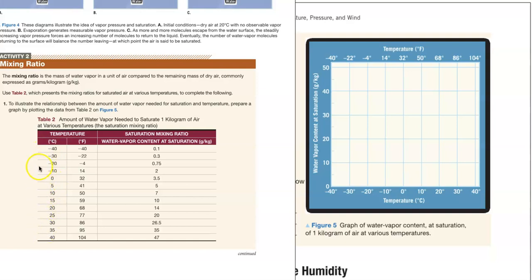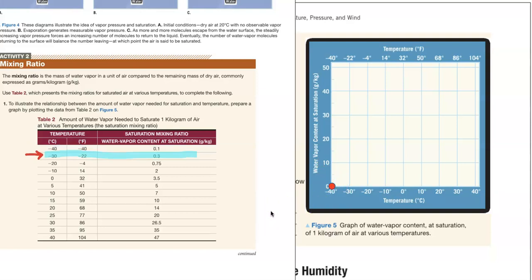They go by 10s and 5s. So at minus 40 degrees centigrade, which actually is also the same as minus 40 degrees Fahrenheit, that's the one place where those two temperature scales overlap, the saturation mixing ratio is 0.1. Well, on this graph from 1 to 10, 0.1 is pretty much at 0.